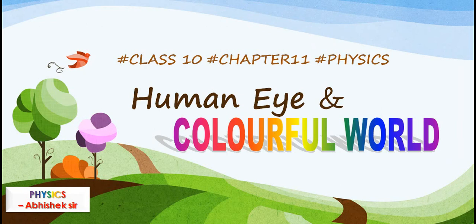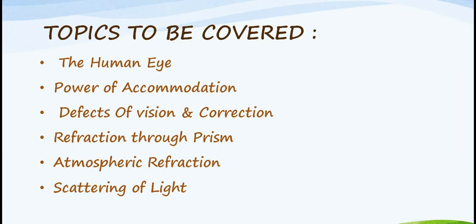We are studying class 10 science, in that chapter 11 physics. The chapter title is Human Eye and Colorful World. So in this chapter, topics to be covered are the human eye. As you see, we have this topic as the chapter's name, so this topic is very important.